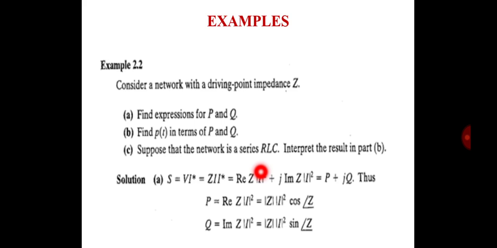Re means real and Im means imaginary. So P is equal to the real part of Z I square, which is Z I square cos of angle Z, and Q is equal to the imaginary part of Z I square, which is Z I square into sine of angle Z. Okay.